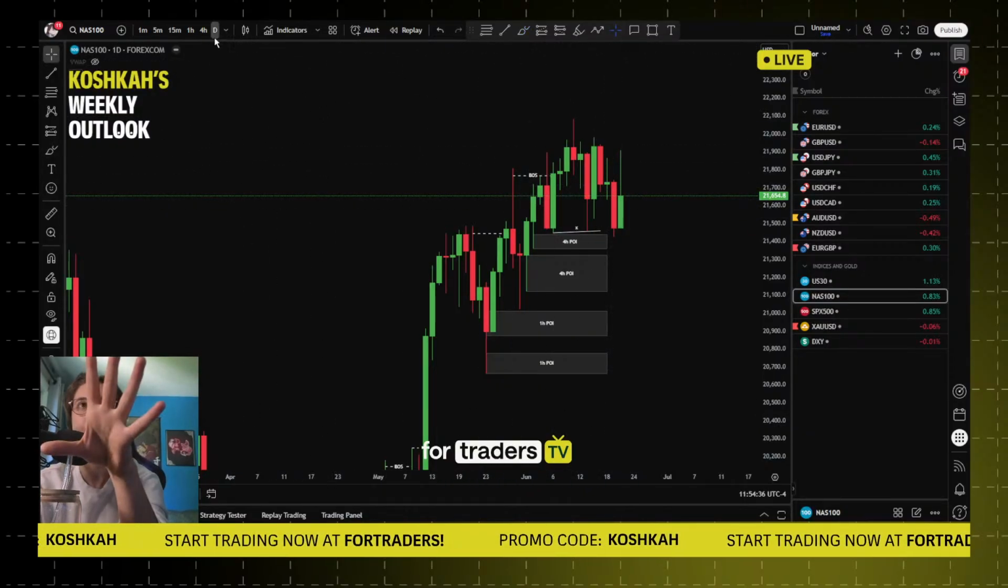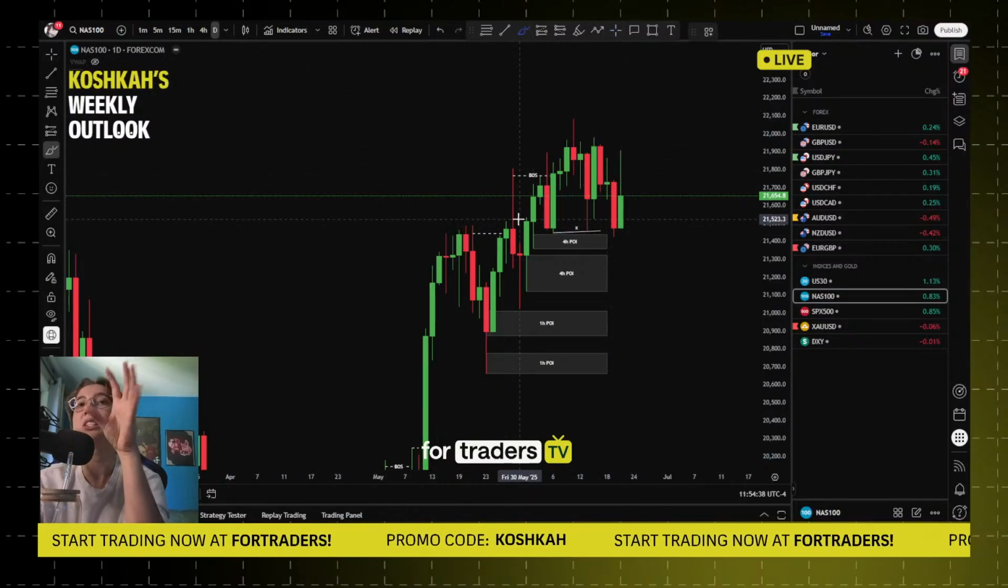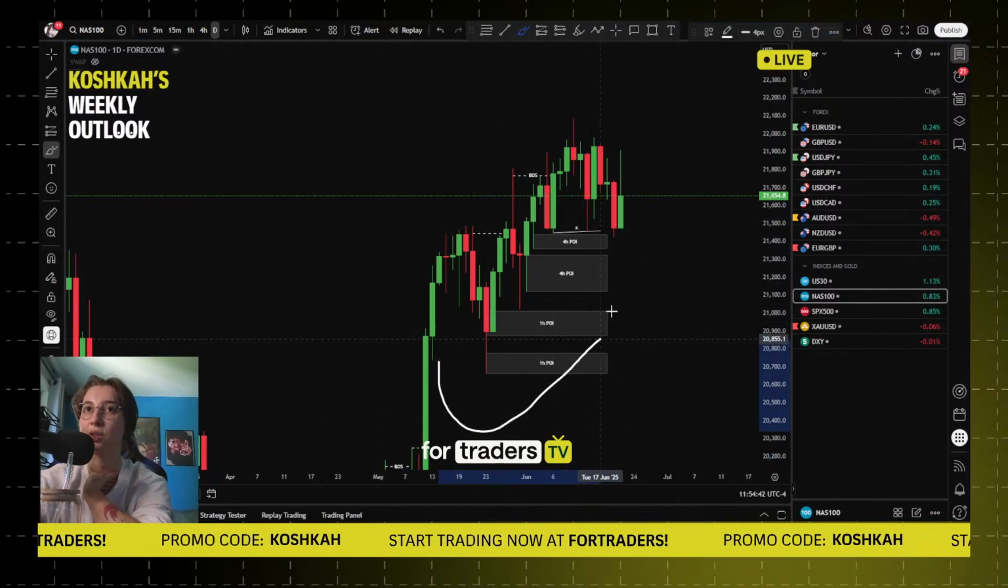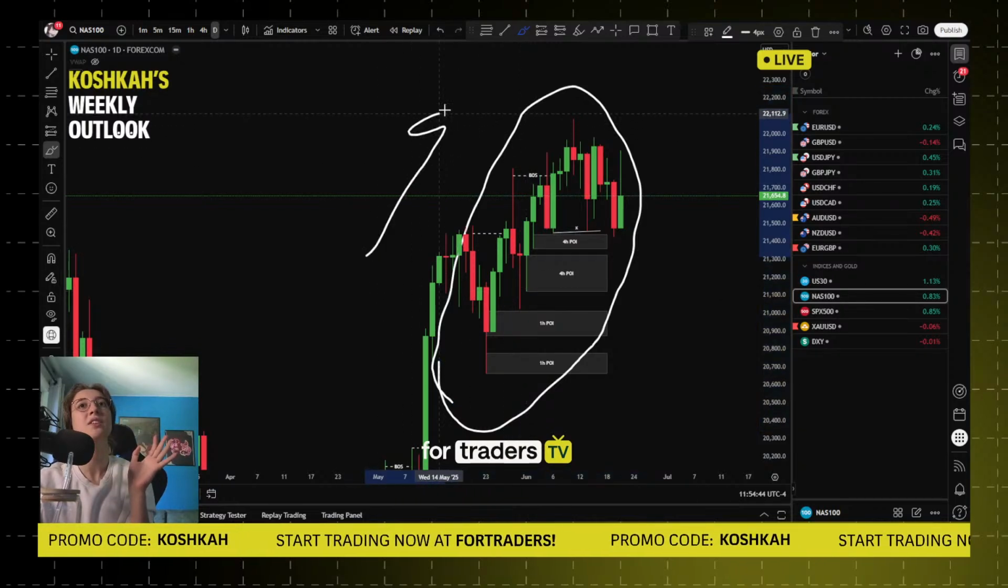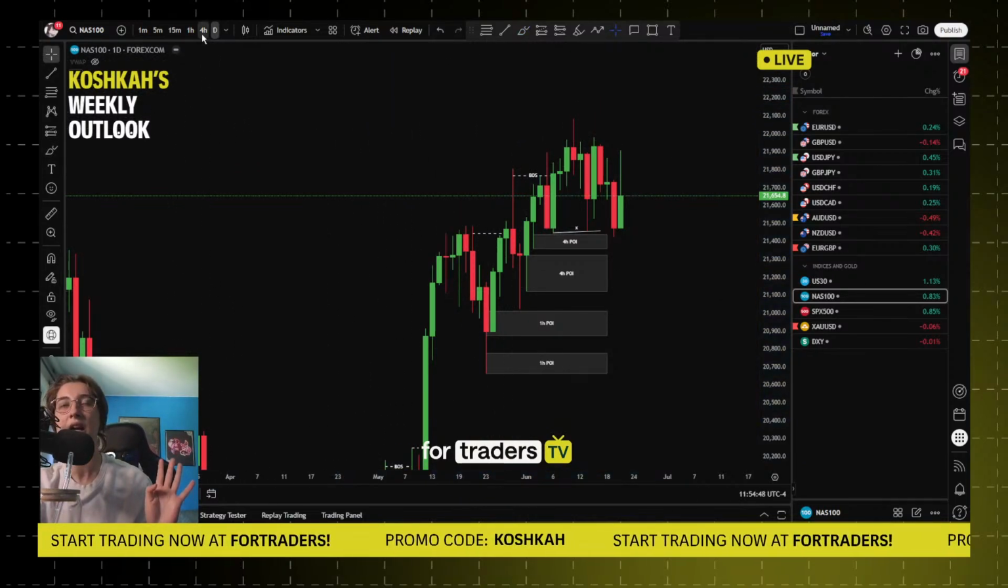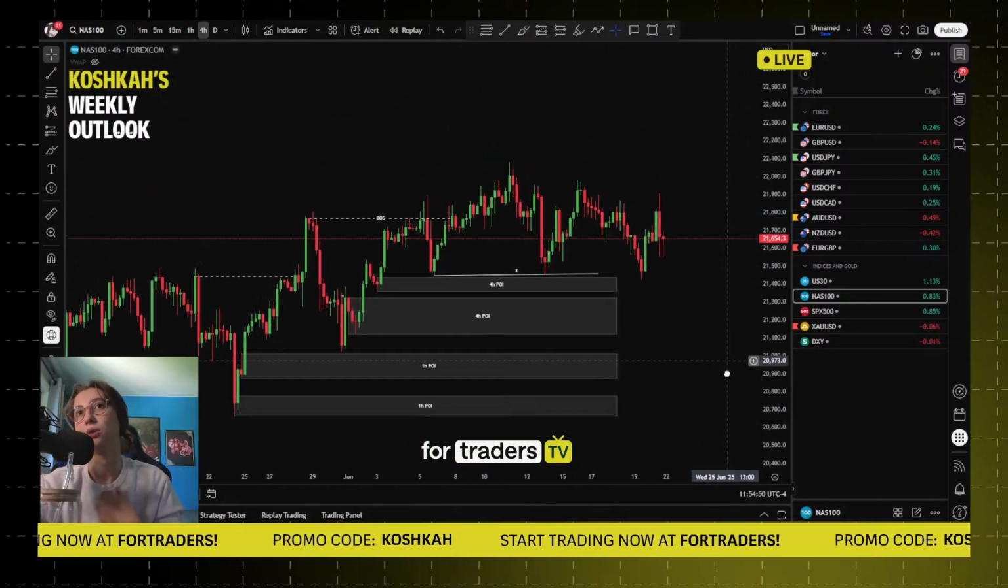Keep things simple, okay? To keep things as simple as possible, you identify your last break to the upside, you get your range, and bam. If it's bullish, it's bullish. If it's bearish, you follow that. That's it. Then let's go on the 4-hour.